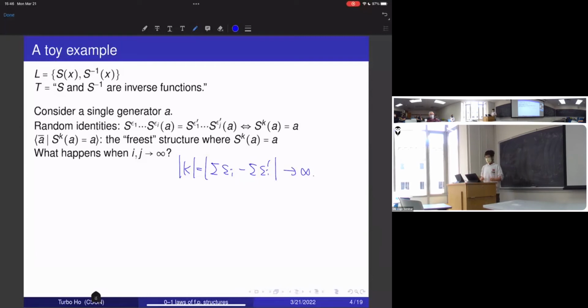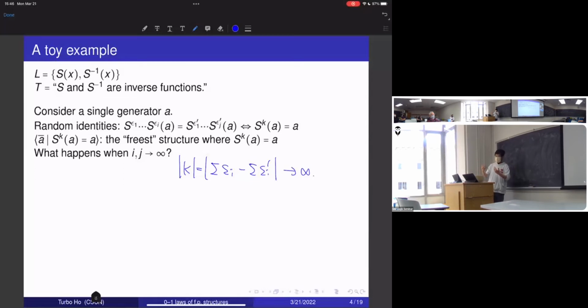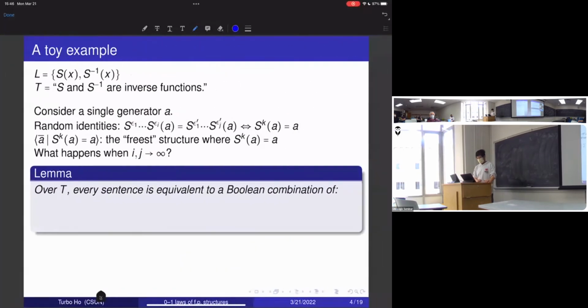All right. So this is the situation: we start with the free structure, which is a Z chain, and then the quotient structure will look like larger and larger cycles. So if you look at it from far enough, you say they probably have the same theory, and you can prove it. So this is how you prove it.